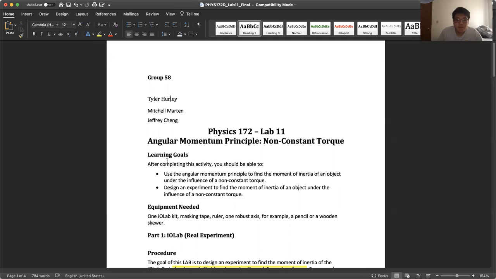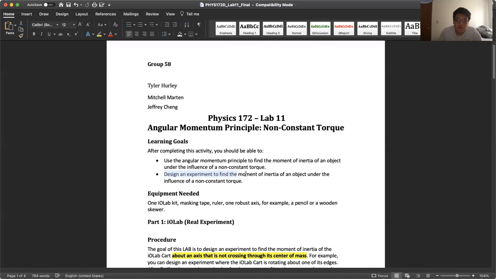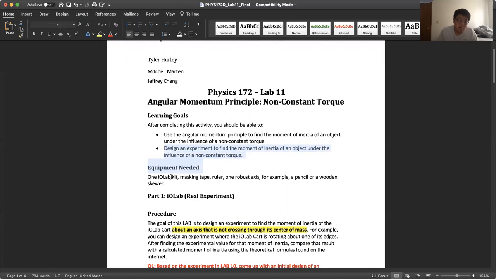So learning goals, after completing this activity, you should be able to use the angular momentum principle to find the moment of inertia of an object under the influence of a non-constant torque. Design an experiment to find the moment of inertia of an object under the influence of a non-constant torque.